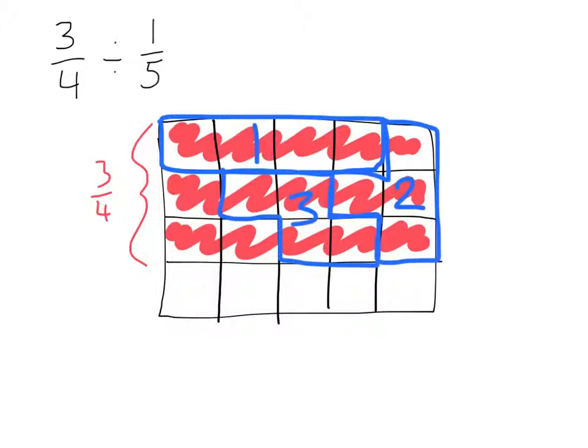That's 3. So I know that I've got at least 3, but there's some left over, because here there's 1, 2, 3 boxes left over. So how do I handle that? I know it's 3 and a little bit. I don't have 4 more to make a 4th set of 1/5, so I need to turn it into a fraction.